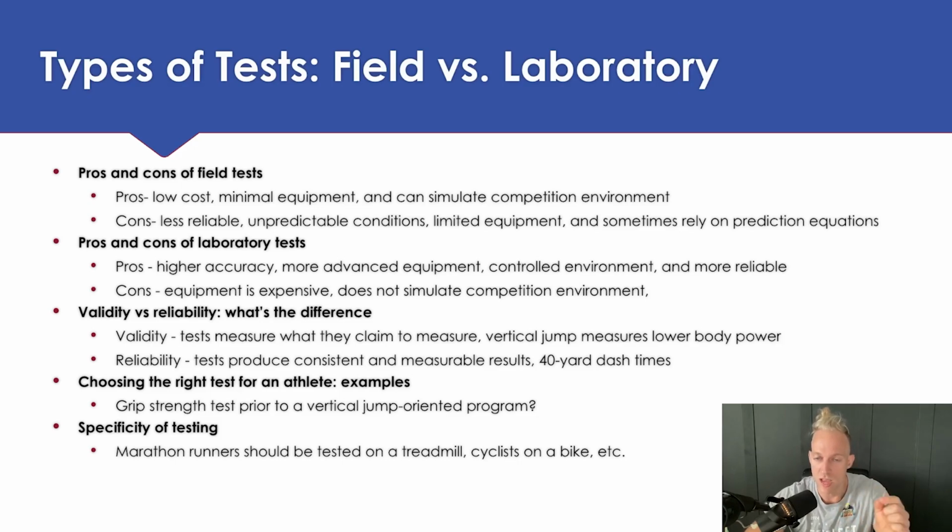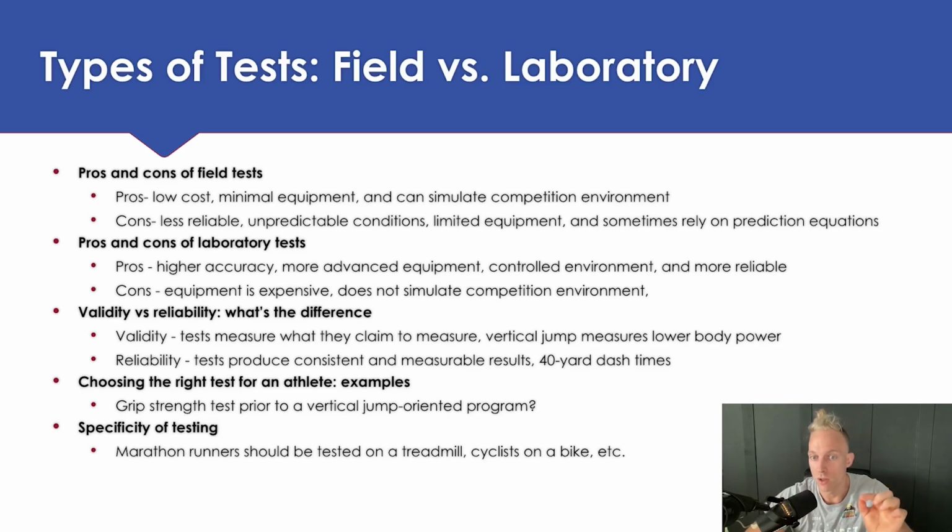So know the two definitions there, be able to differentiate between the two. Probably see a multiple choice question to the effect of, which of the following will be an example of a valid test of lower body power? Or from the data set below, which of the following best represents a reliable test? So you'll want to know the definitions there.